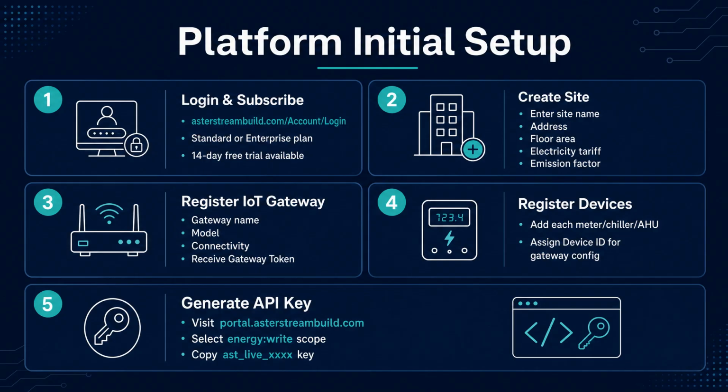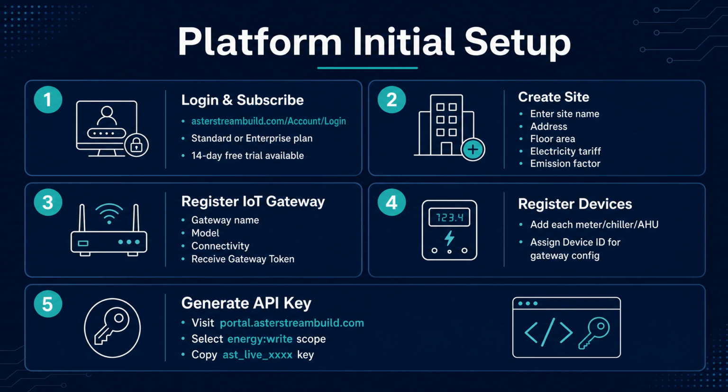Next, register your IoT gateways under the IoT Gateways menu. Input the gateway name, model, and connectivity type. The system will generate a gateway token, which must be copied into the on-site gateway's heartbeat setting to confirm its online status every 60 seconds. The final setup step is registering individual monitoring devices.